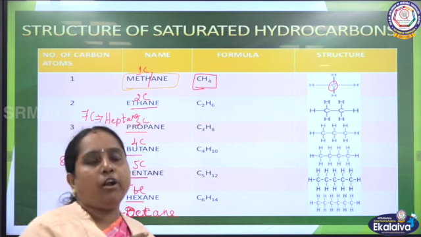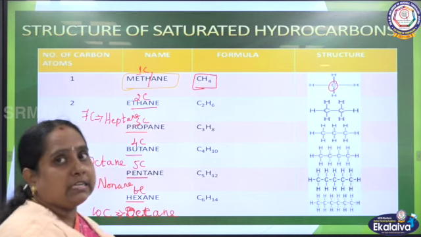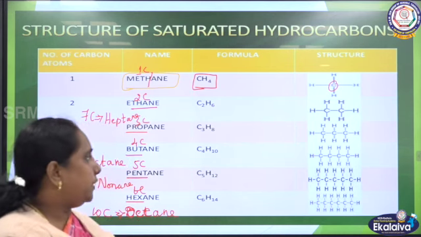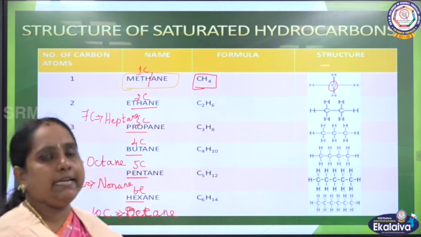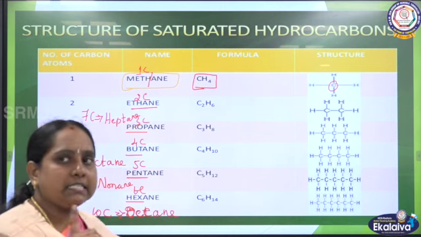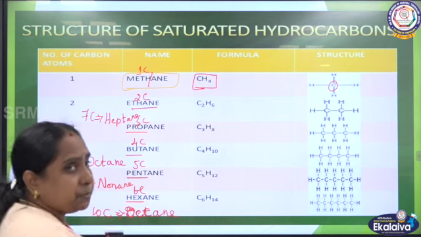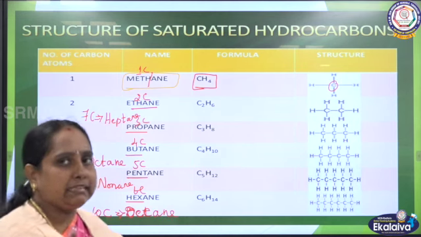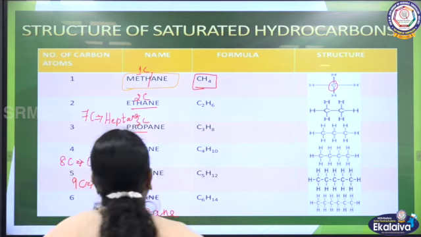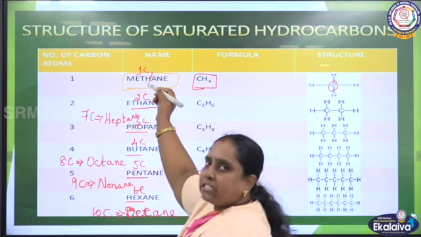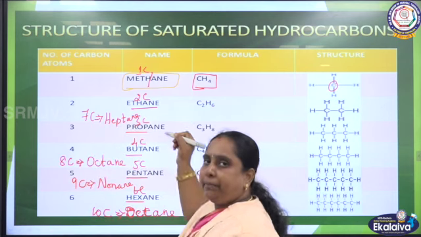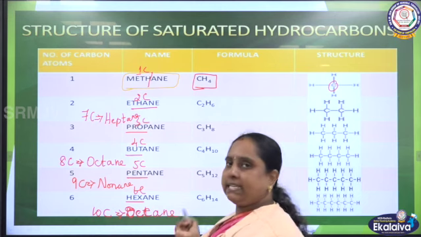So this is how we can name the hydrocarbons, depending on the number of carbon atoms and also the nature of bond present. These compounds contain single covalent bonds between carbon and carbon as well as carbon and hydrogen. So they come under saturated hydrocarbons and specifically they are called alkanes. Depending on the number of carbon atoms, we can name them as methane, ethane, propane, butane, pentane, hexane, like that.